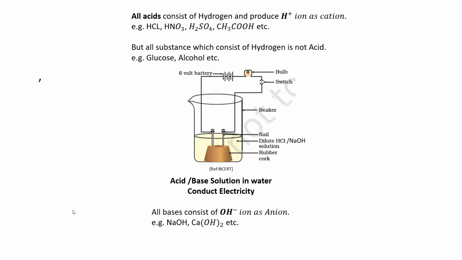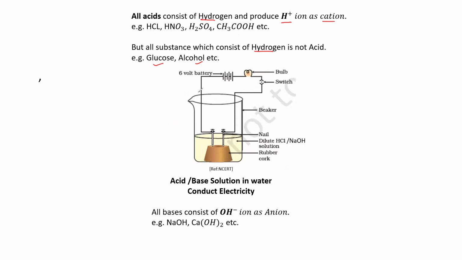Now here we are going to understand the main concept that all acids contain hydrogen. So it will produce hydrogen ions. It is a positive ion, which is called a cation. Examples are HCl, H2SO4, CH3COOH, which is ethanoic acid. But all substances which have hydrogen are not acids, like we have glucose and alcohol.